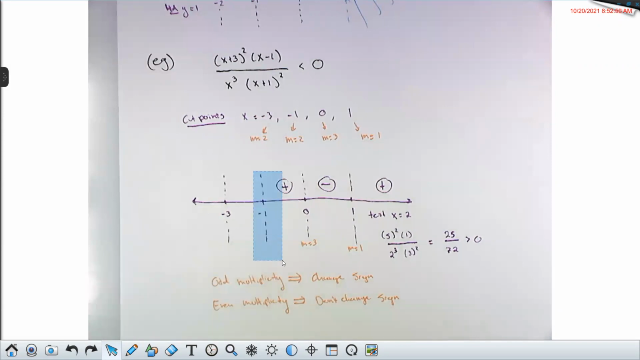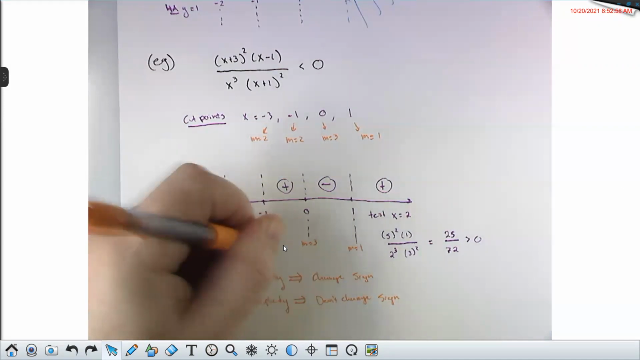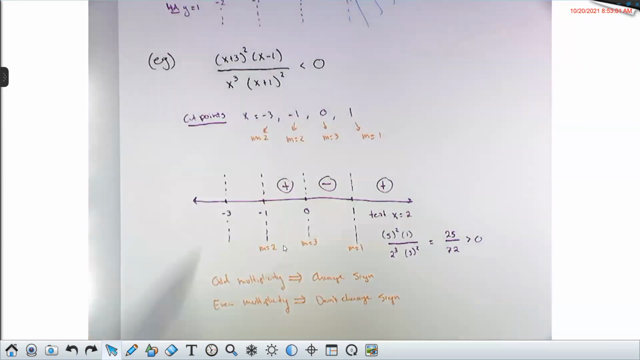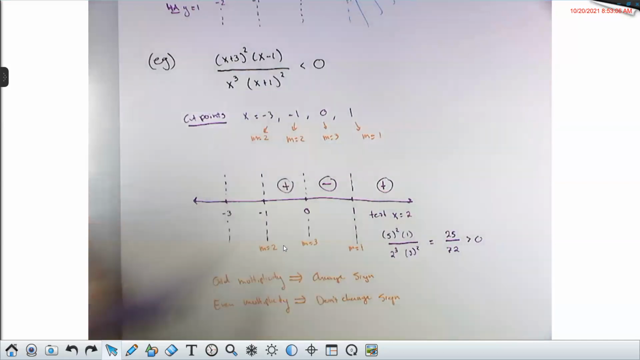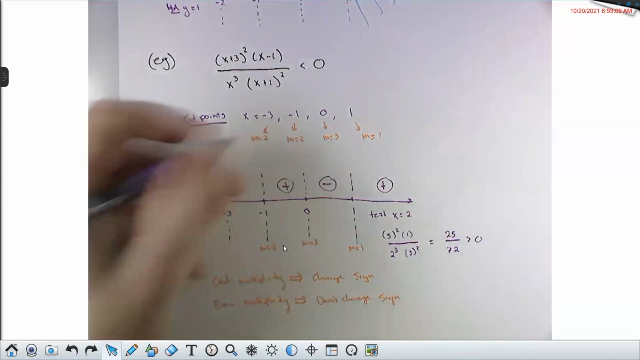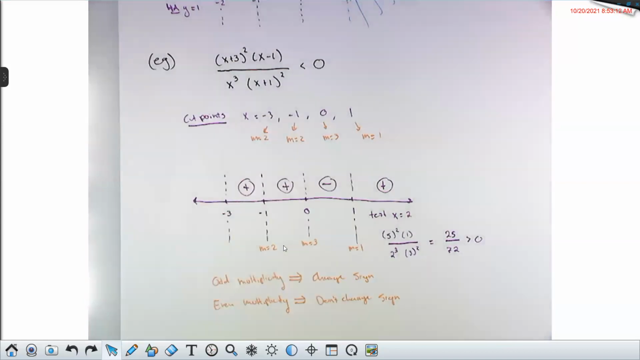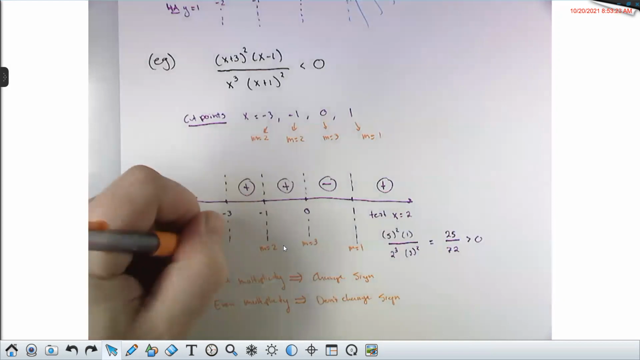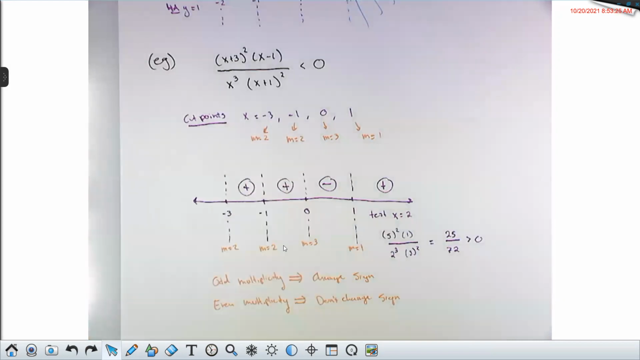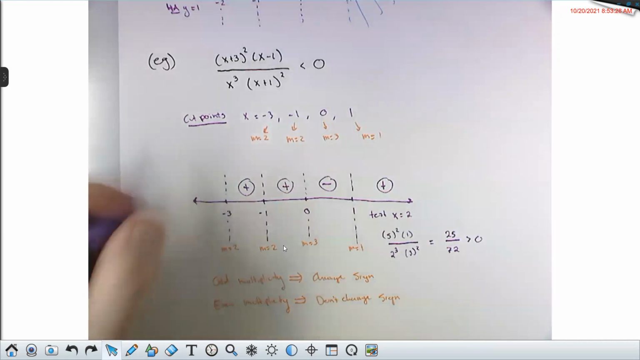All right, what about the negative 1? You don't change it. Yeah, so he's multiplicity 2, right? The negative 1 is coming from this factor, which is multiplicity 2. So since I'm positive over here, and even multiplicities don't change sign, we're going to stay positive. And the negative 3, his multiplicity is also 2. So you don't change it either. Very good, very good.